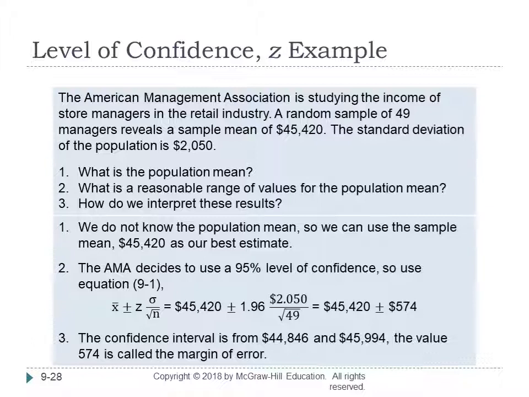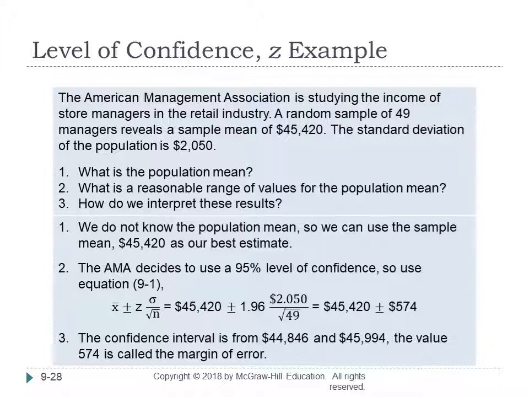This is 45,420 minus or plus 574. Subtract 574 from the mean and add 574, and that will give you the confidence limits. That will give you the interval. Then the confidence interval is from 44,846 to 45,994.